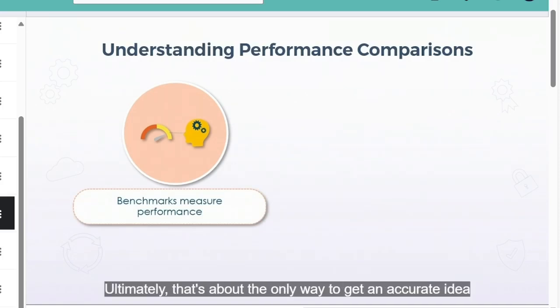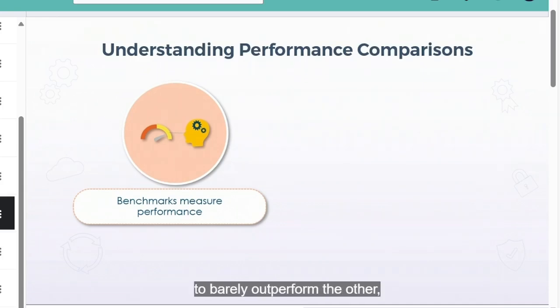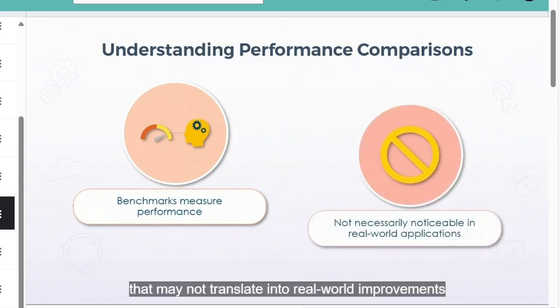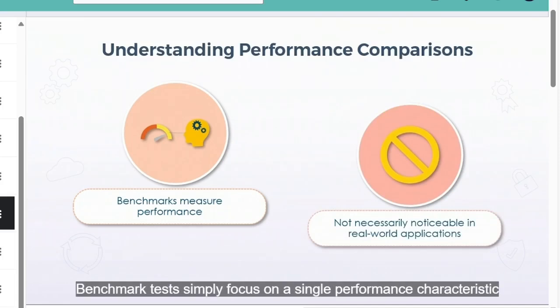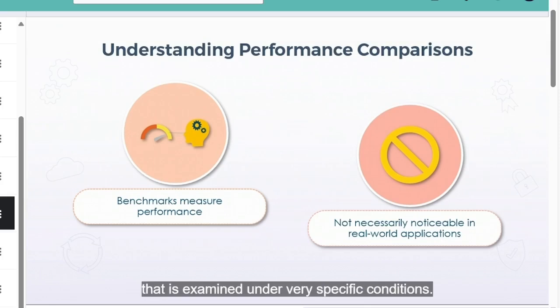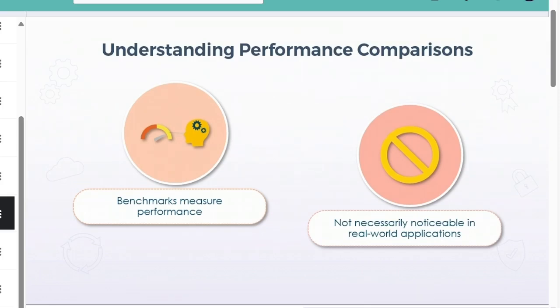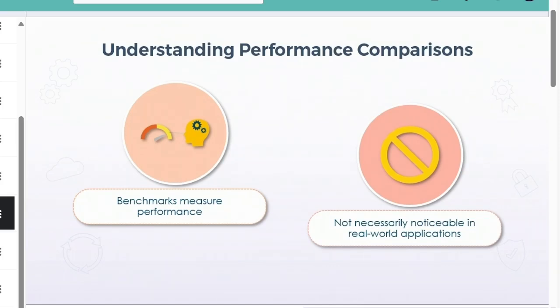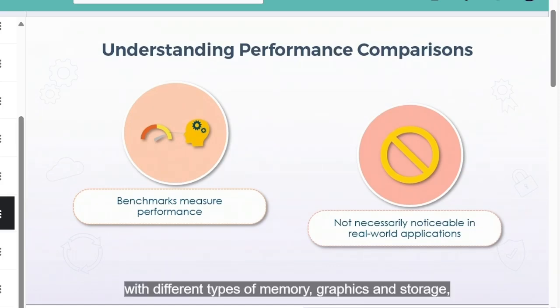Ultimately, that's about the only way to get an accurate idea as to which brand offers the better performance. But even then, it's not uncommon for each brand to barely outperform the other, or in other cases, even if there is a clear advantage of one over the other, that may not translate into real-world improvements because there are almost always many other factors to consider. Benchmark tests simply focus on a single performance characteristic that is examined under very specific conditions. So once that processor is implemented in a different system, in a different network, with different types of memory, graphics, and storage, those benchmark values may not always hold true.